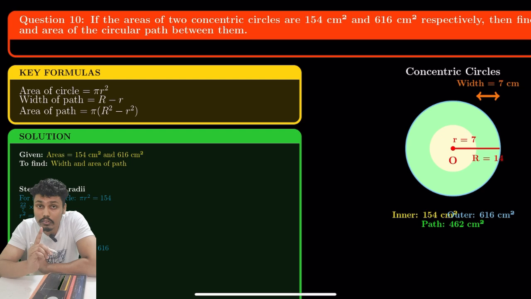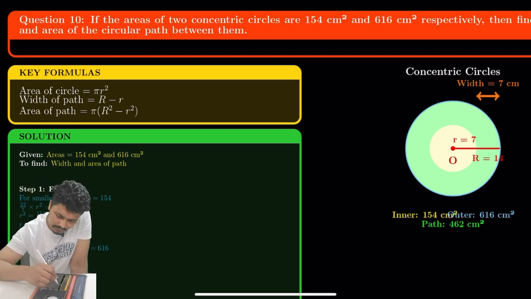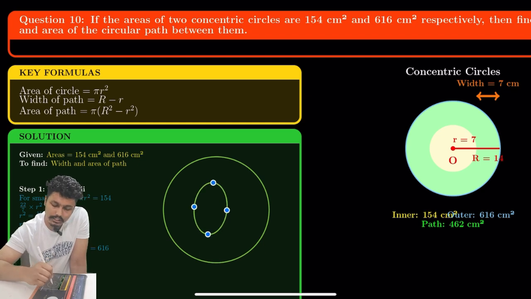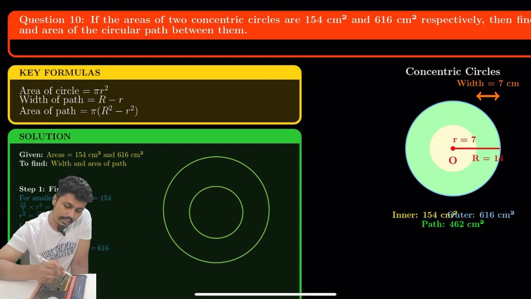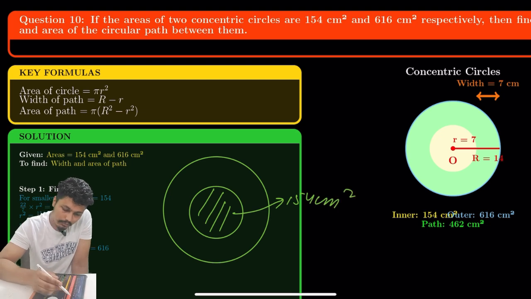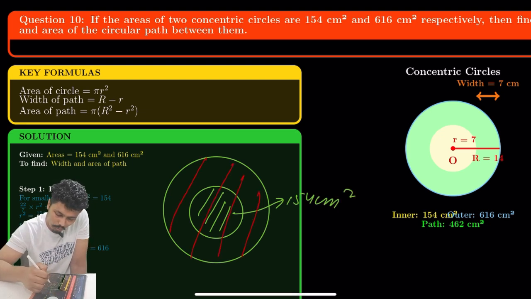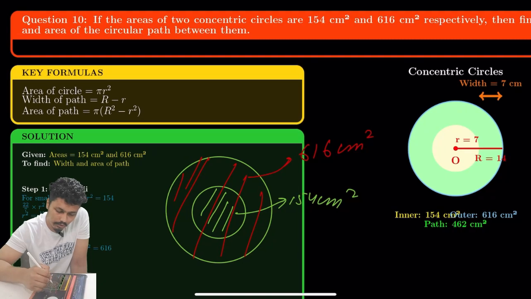So what is the meaning of concentric? Concentric means that if this is one circle, then there is another inside it, one inside another. This inside circle and outside circle, you have to keep like this, then it is called a concentric circle. So the area of this one is 154 centimeters square, and the area of this whole outer circle is 616 centimeters square. So find the width and the area of the circular path between them.